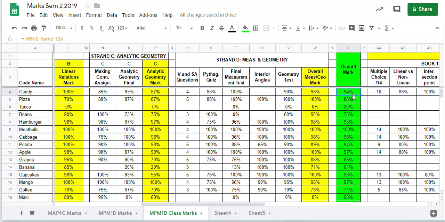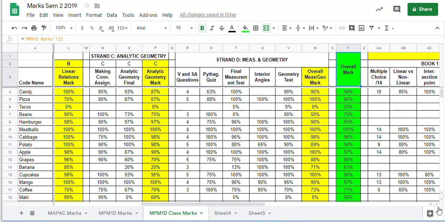And then your overall mark is a straight up average of each strand. So 4 strands, just added them all and divided by 4. So yeah, that's your overall mark. And just so you guys know, your overall mark is worth 70% of your final mark.